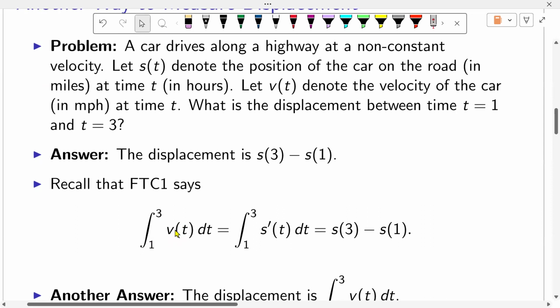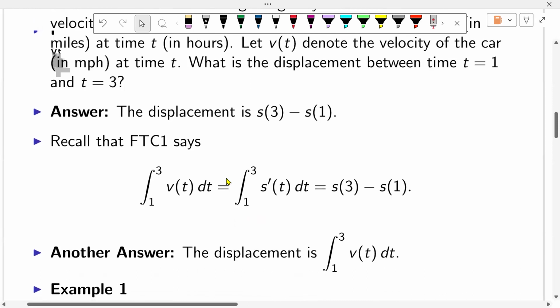And the velocity function, if you recall, is really just the derivative of the position function. So S prime is the same as V. And so when I do this integral, I just need some function that when I take its derivative gives me S prime. And so, well, S is a great answer, right? And so when I use the fundamental theorem of calculus part 1, if I were to know what this S of t is, I could plug 3 in and 1 in there, and I get the exact same answer.